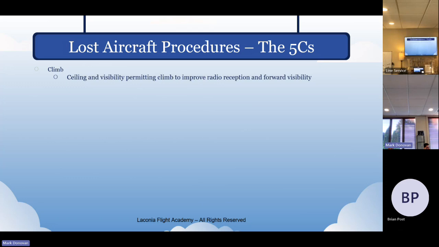So first of all, climb if you get lost or confused about where you're at, ceiling and visibility permitting. I mean, you can't go up in the clouds. That's not going to help you find out where you are. Not to mention, it'll probably get you killed.